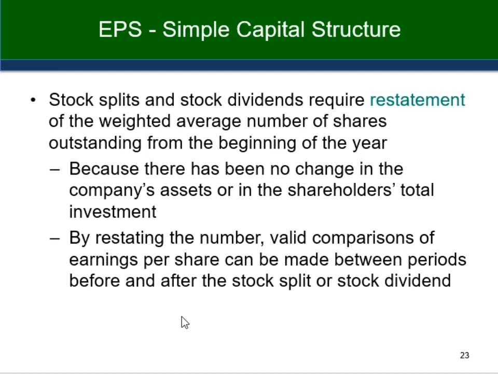Okay, so stock splits and stock dividends are a change in the number of shares with the same income being generated. So we record stock splits and stock dividends and their effect on the weighted average number of shares, and then we restate them backwards. Whenever we have a stock split, all of the previous numbers are adjusted for that. So it would be weighted as if they were outstanding in that proportion even earlier. So we would restate the weighted average number of shares outstanding from the beginning of the year.